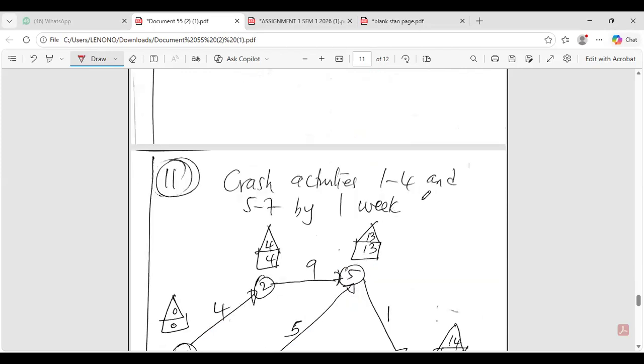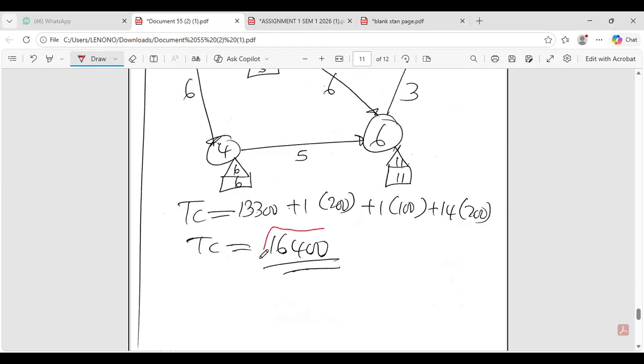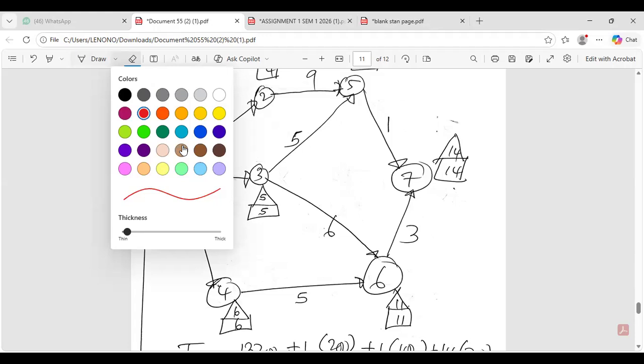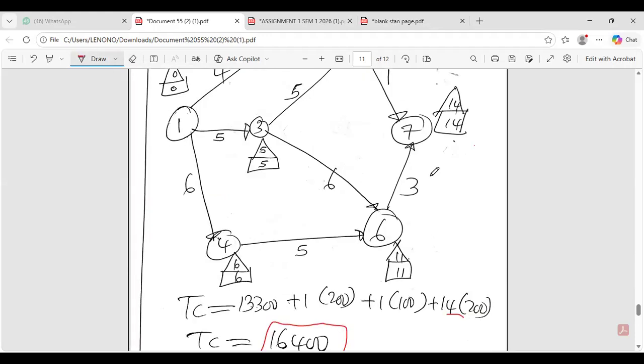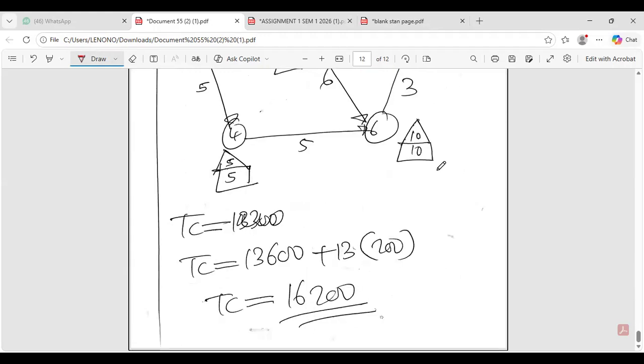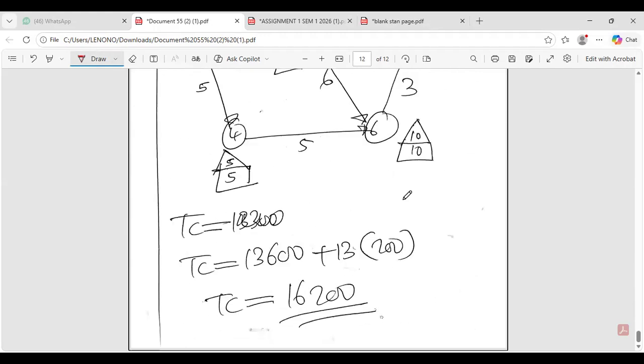Then crashing activities 1 and 4 and 5 and 7 by 1 week gives us 16,400, because the duration is reducing the project completion time. The essence of crashing is to reduce the project completion time from the long period of time that you can finish working on a project to a minimum possible time. Again, crashing activities 1 and 4, 2 to 5, and 1 and 3 by 1 week gives us a total cost of 16,200.